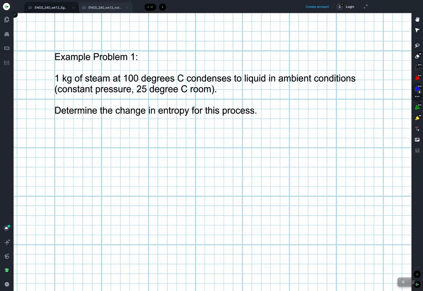In this example problem, we're going to look at 1 kilogram of steam condensing in a cold room, or I guess in a 25°C room at constant pressure. We know that this process happens spontaneously. If you have steam at 100°C and you put it in a room at 25°C, that steam will condense and turn into liquid water. This happens spontaneously.